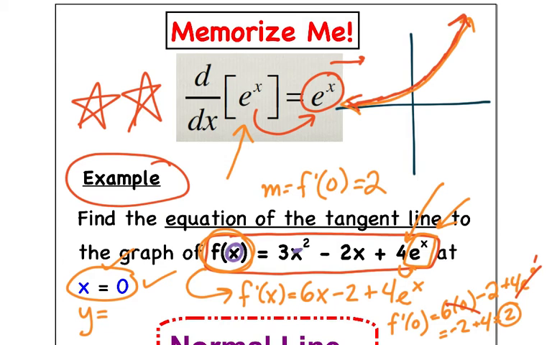Okay, that means all these x's are going to be 0. This x is 0. And this is e to the 0. All right, well, 3 times 0 squared is just 0, minus 2 times 0, plus 4 times e to the 0 is 1, so 4 times 1 is just 4. So when x is 0, y is 4. Okay, friends, we've got our point. We've got our slope. I think we're good to go.